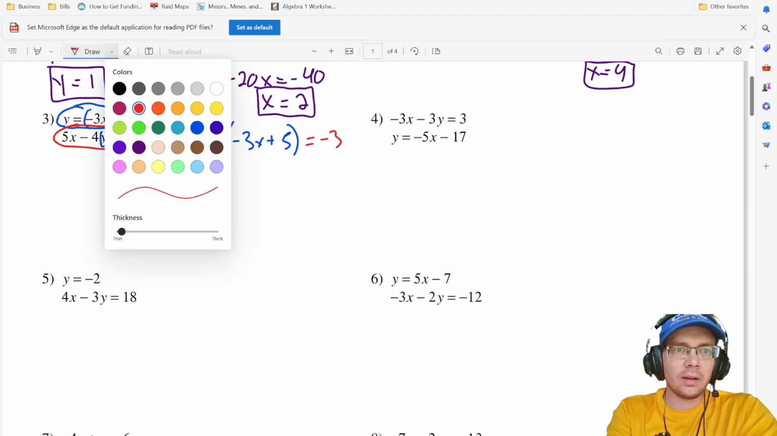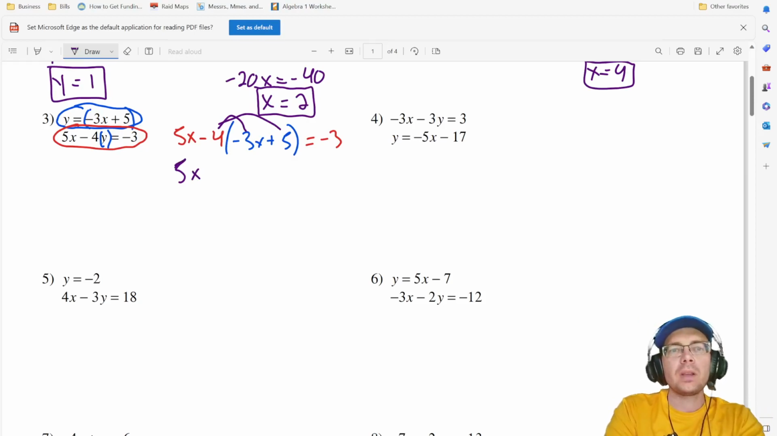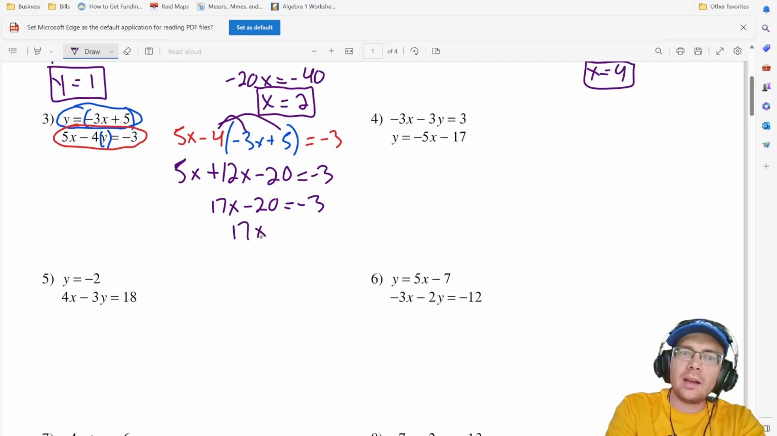All right, and then red and blue make purple. Excuse me. And then we have that. 5x, sometimes my 5 looks like 3s, sorry. 5x plus 12x minus 20 equals negative 3. 5 and 12 make 17. Add 20 to both sides. So it's going to be positive 17. And then x is equal to 1.